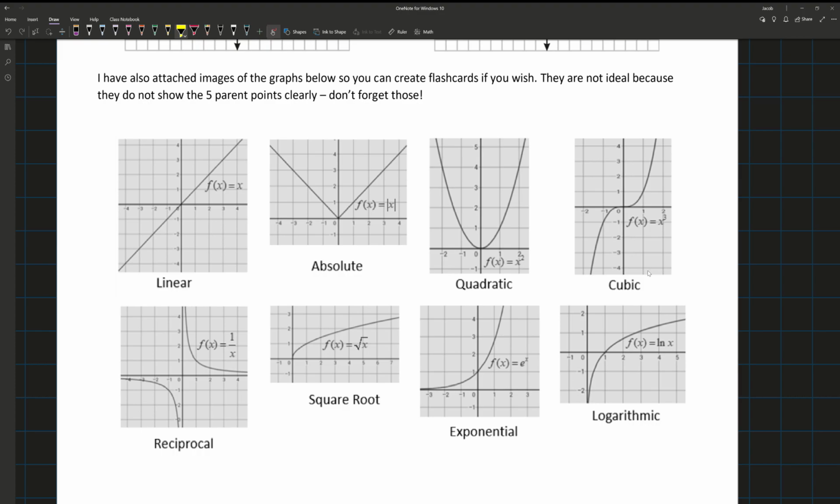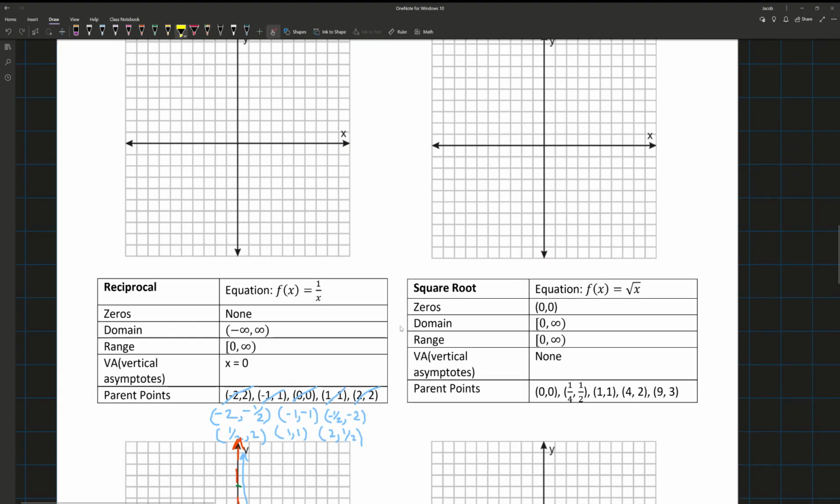I've also attached some images of graphs here, so you can create flashcards if you want to just look at the graph and then remember all the features of it, because we will be having a quiz on something like this in the future. So make sure you're very comfortable with your parent functions and the information spelled out in these charts.